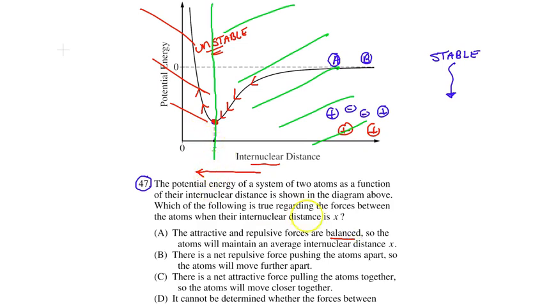So looking at the question, which of the following is true regarding the forces when the atoms' internuclear distance is X? And X, as I've overwritten it here, is the lowest position. And we must have a balance between attracting electrons and repelling of the protons between the nuclei. So the attractive and repulsive forces are balanced so that the atoms will maintain an average internuclear distance. Now, I will say this, they don't stay here.